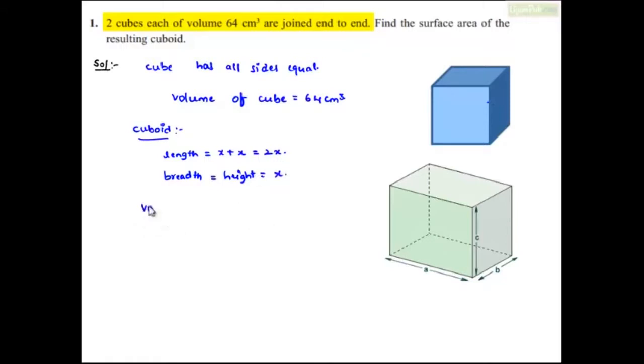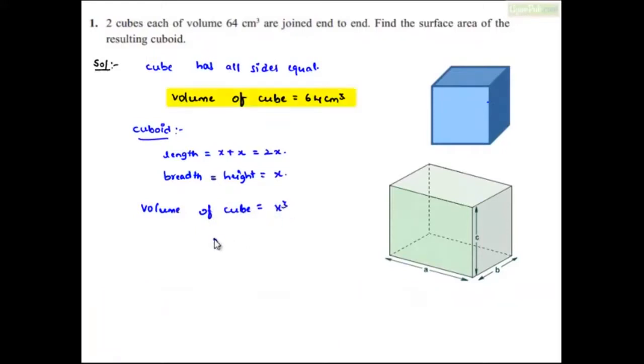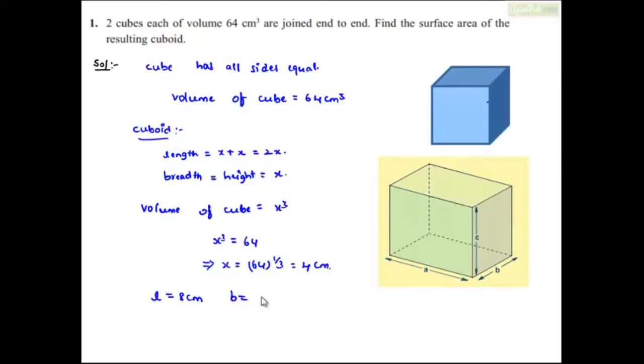Now the volume of a cube in terms of x, that is the side, will be equal to x cube. Therefore now we can equate x cube is equal to 64, which implies x is equal to 64 whole power 1 by 3, that is equal to 4 centimeters. Therefore now the length of the newly formed cuboid is equal to 2 into x, that is 2 into 4, 8 centimeters, and breadth is equal to x centimeters, that is 4 centimeters, and height h is equal to 4 centimeters.